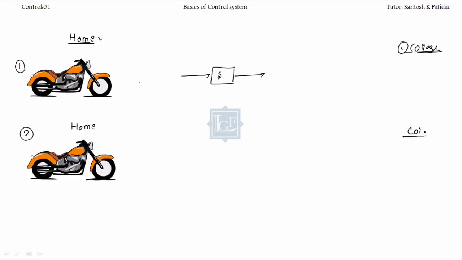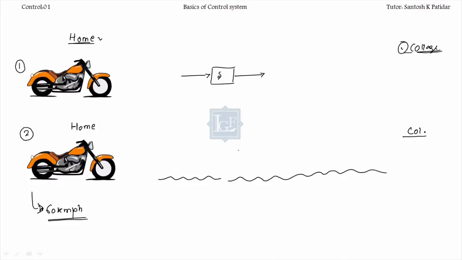Now the condition is, in the first case there was no restriction with you. But in the second case your mom told you, please maintain the speed of 60 kmph, don't go beyond this. And you respect your mom. So you decided that yes, you'll keep this speed of 60 kmph. In this case you started your bike and you are going to your college.